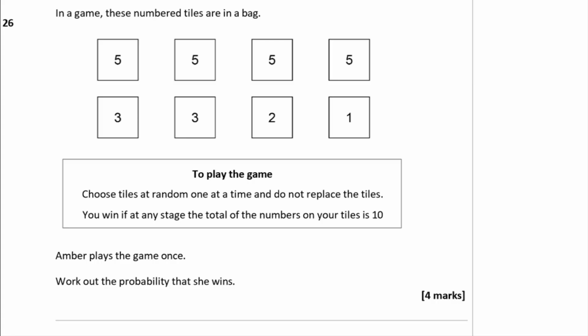You win if at any stage the total of the numbers on your tiles is 10. Amber plays the game once. Work out the probability that she wins. Okay, now how can I get a 10?